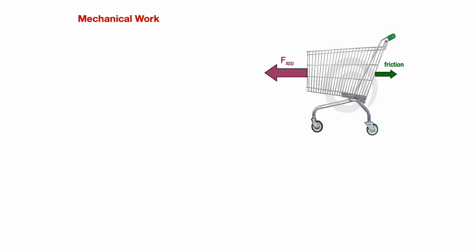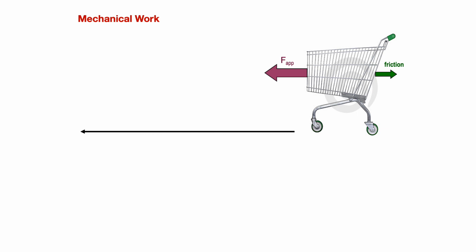So if you look at it, you can see there is an applied force, F applied. That's the force placed on the trolley by the person pushing it. And there's also a certain resistance to the movement caused by friction in the wheels of the trolley itself. So you have the applied force, in this case, pushing to the left, and the opposing forces, the frictional forces, pushing to the right.